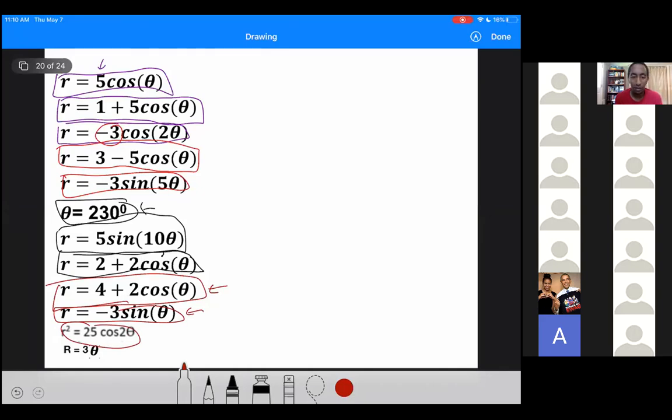I didn't call someone. Let's go Landon. That's a lemniscate, and the a is 5 since it's squared. Good. And lastly, this one right here, what's it called?